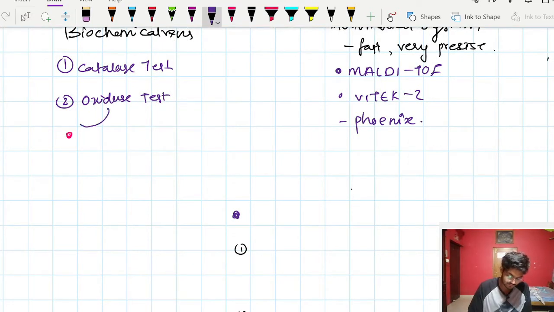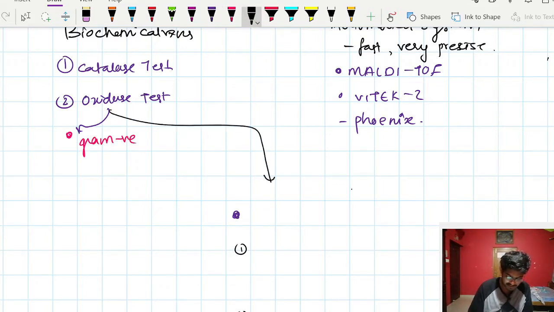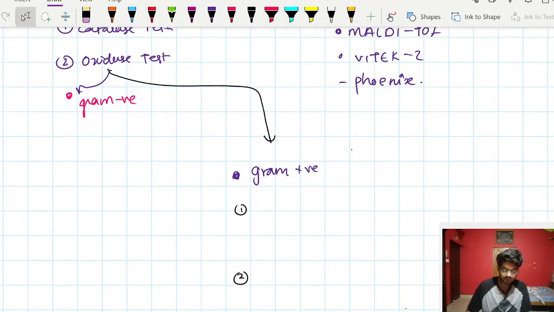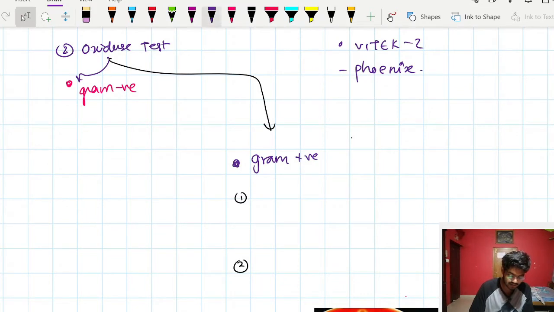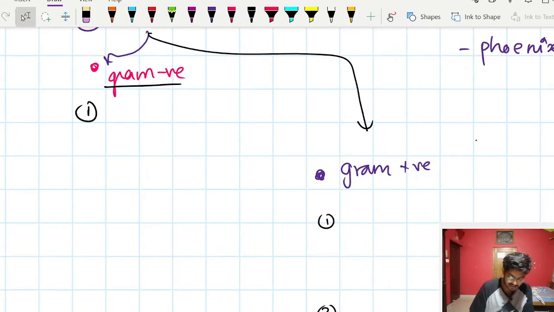So there are biochemical tests specific for gram negative bacteria, and there are also tests specific for gram positive bacteria. First, let us discuss the biochemical tests for gram negative. There are mainly four tests for gram negative bacteria. The first one is our indole test. Then there is our citrate utilization test.